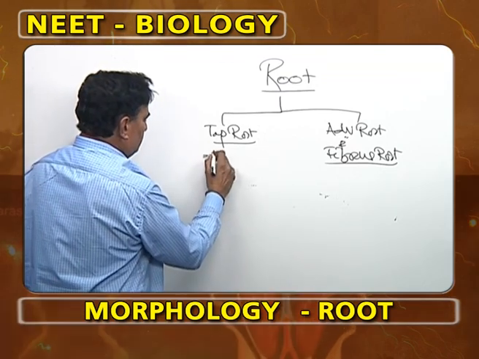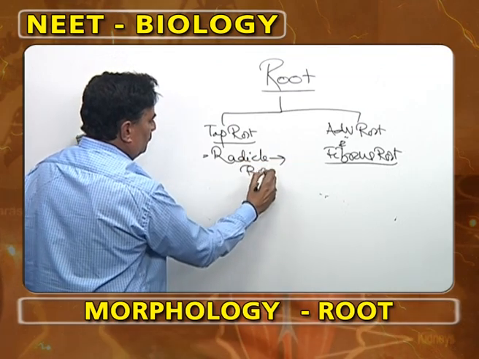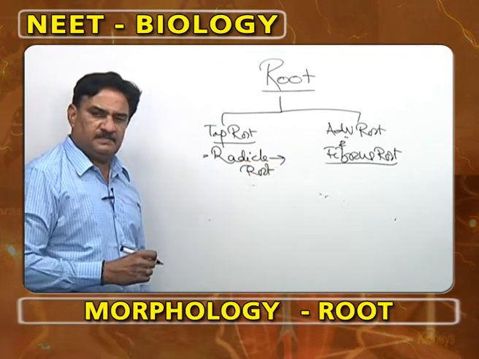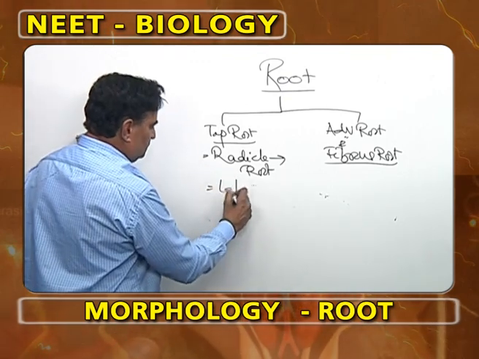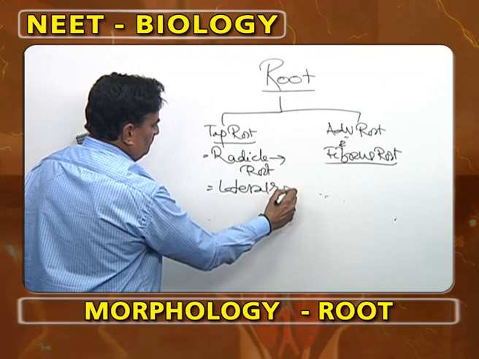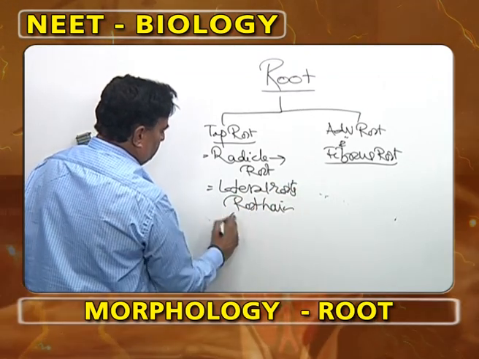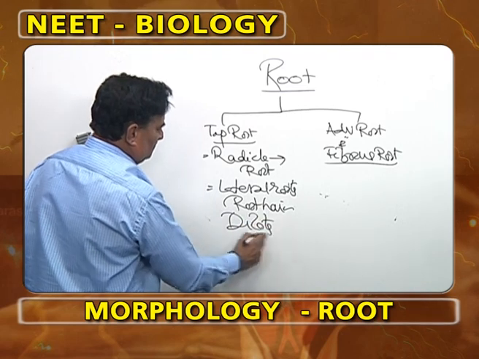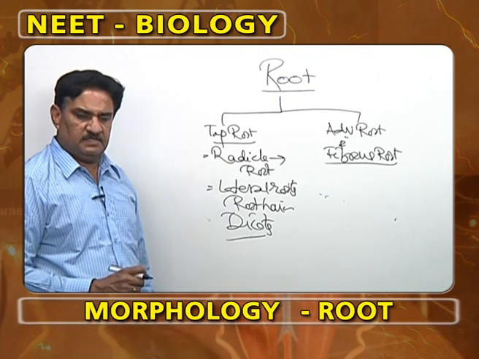In the taproot system, the radicle directly develops into a root. Radicle is persistent. It directly develops into a root. Lateral roots, root hair, all are present and it is found in dicots. Almost all dicots show taproot system.